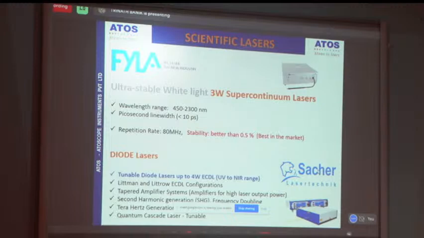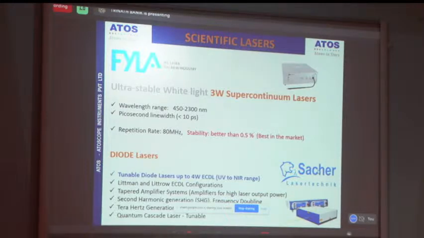So coming back to the other lasers, we have supercontinuum lasers, which are a broadband source. Obviously, it's a supercontinuum laser, so you can measure from 450 nanometer to 2300 nanometer, and we have different powers, like 1 watt, up to 3 watt. So whoever wants high power can use that, and whoever wants to work with a broadband source can use the supercontinuum lasers. And obviously we have better repetition rates and other things.